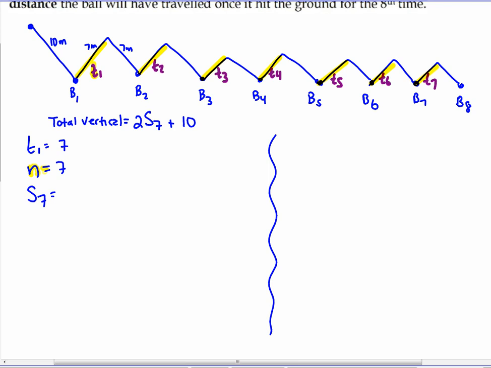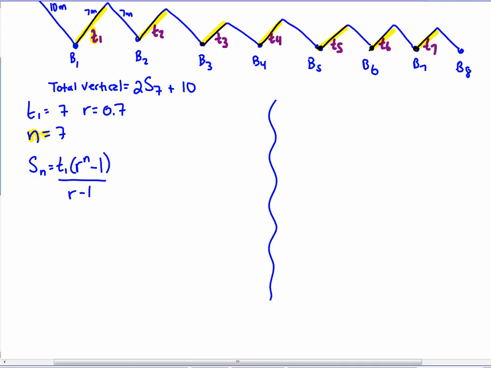Common ratio is 0.7. So we're going to use that first formula for the sum. Let me just erase S7. We don't know our last term, so we're going to use, which was, I don't have that one memorized. Term 1 times r to the power of n minus 1, all over r minus 1. I used to always use A for term 1. Bad habits.